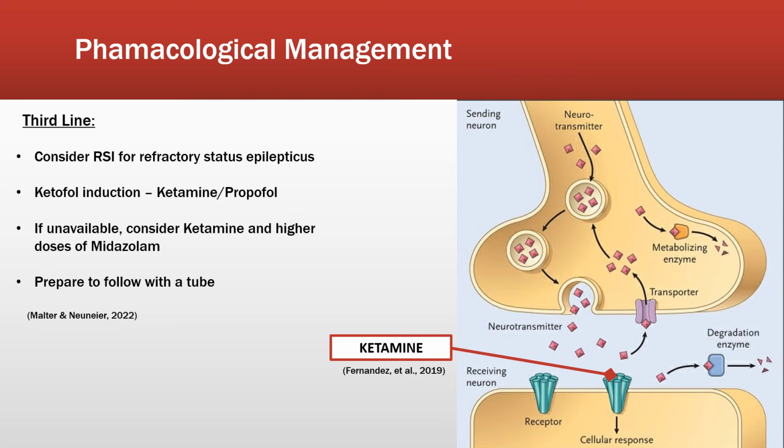If we think back to our pathophys on this, we'll remember that while those GABA receptors are receding during a prolonged seizure, the NMDA receptors are being increasingly expressed. So if we can block the excitatory receptors while flooding the inhibitory receptors with GABAergic agents like propofol, we might be able to swing the balance back toward termination of the seizure. If we don't have propofol or even RSI in our toolkit, we could consider trying to achieve the same sort of thing with ketamine and higher doses of midazolam. We just have to be ready to follow that up with a tube, in what would essentially become a drug-facilitated intubation.